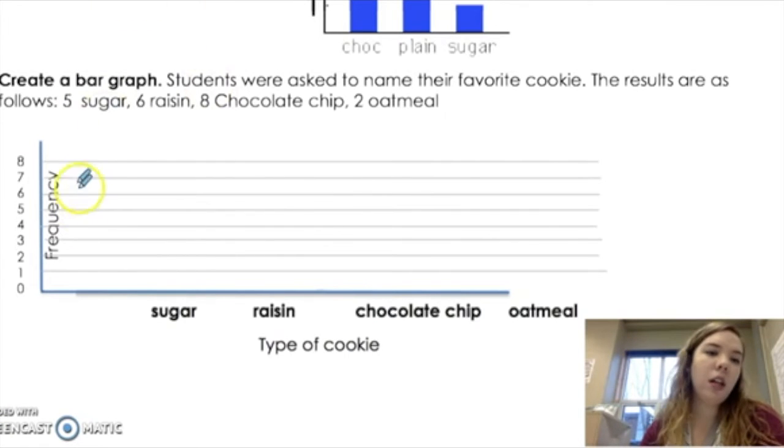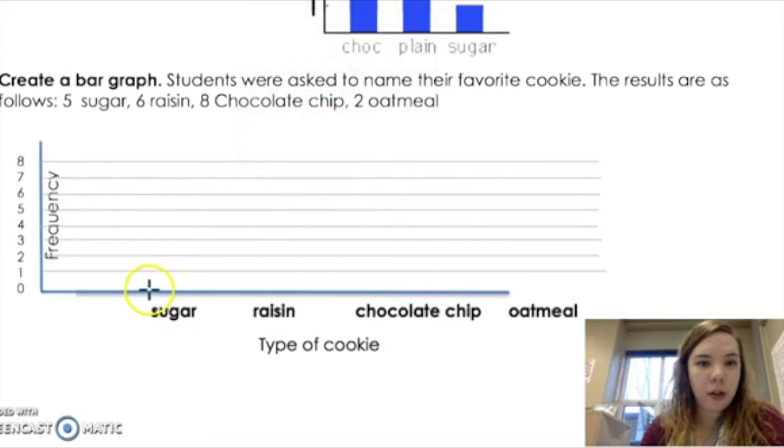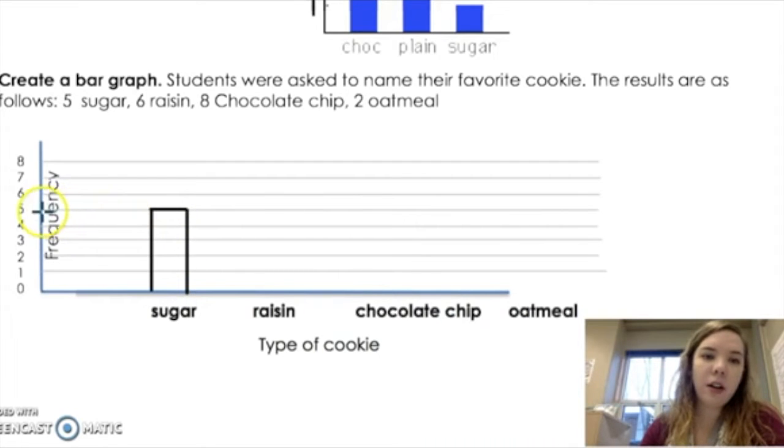Okay, so again, you might want to sketch in some light lines too, but it's not mandatory. There are 5 people who liked sugar. So for my sugar, I need to go up to 5 and make a bar. Now this is why I think the lines are helpful, because it's hard to go straight across without a line. A lot of people will go a little bit up or a little bit down as they go across.